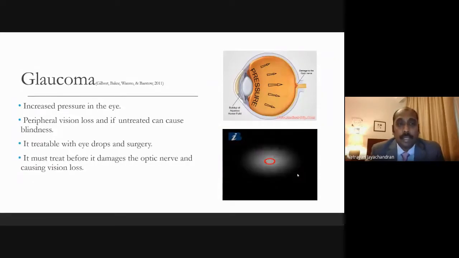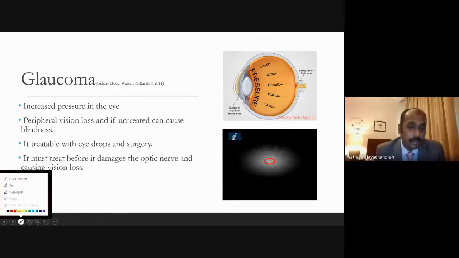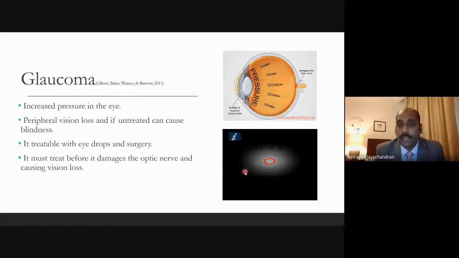Next is glaucoma. The pressure inside the eyes increases, which causes compression of the optic nerve. Sometimes, in very severe conditions, the compression of the optic nerve causes total blindness. Here they have a lot of loss of peripheral vision. You can see the peripheral visual field is affected, and they can see only the central visual point.